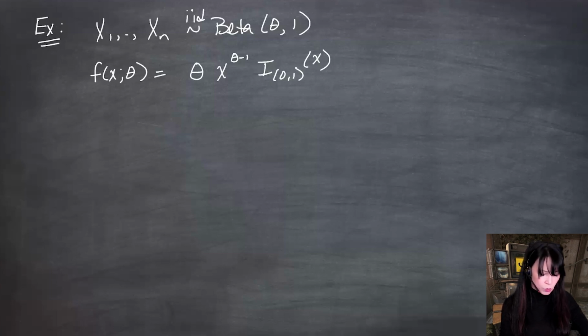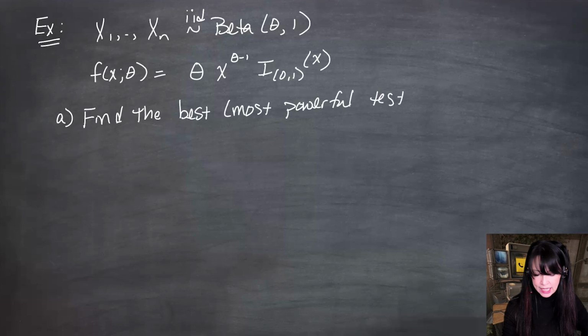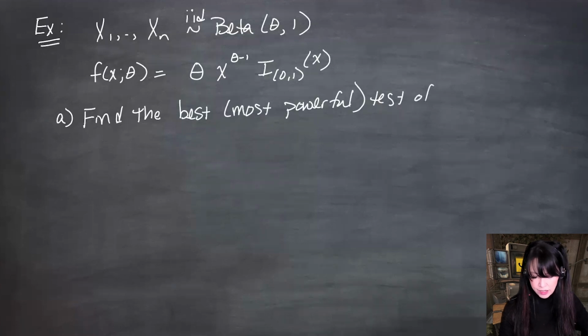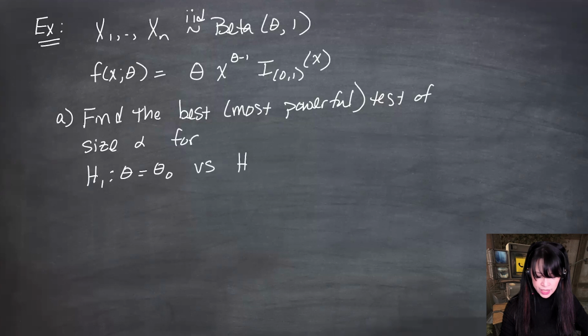So part 1, maybe I'll call it A so it'll look more like subparts here. Let's find the best, or equivalently, most powerful test of size or level of significance alpha for testing the null hypothesis that theta is some theta naught versus the alternative that theta is some theta 1.